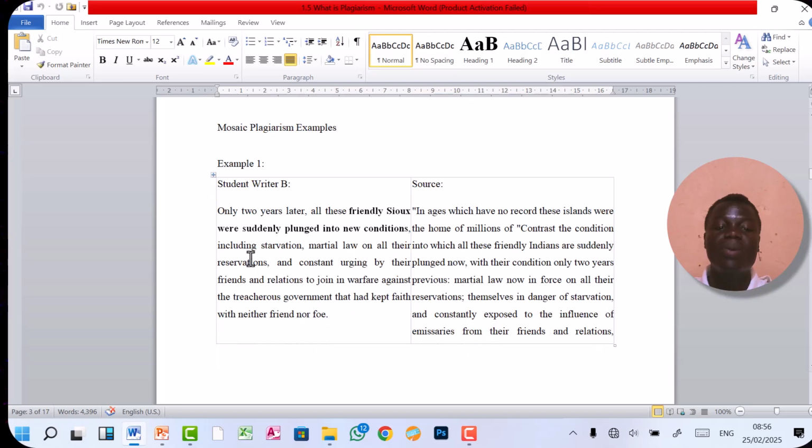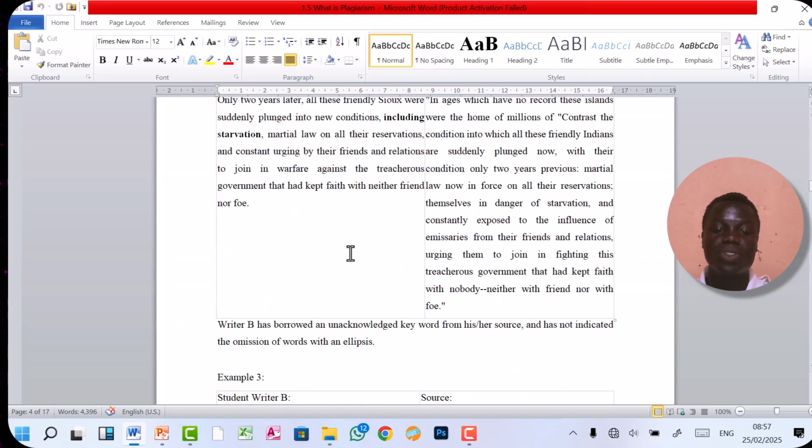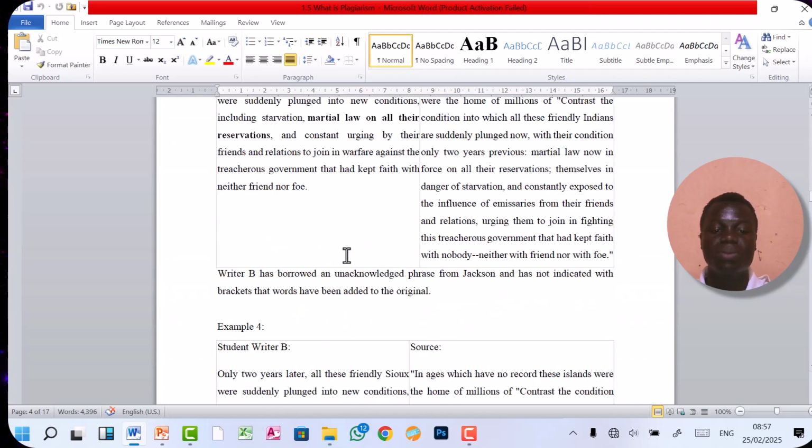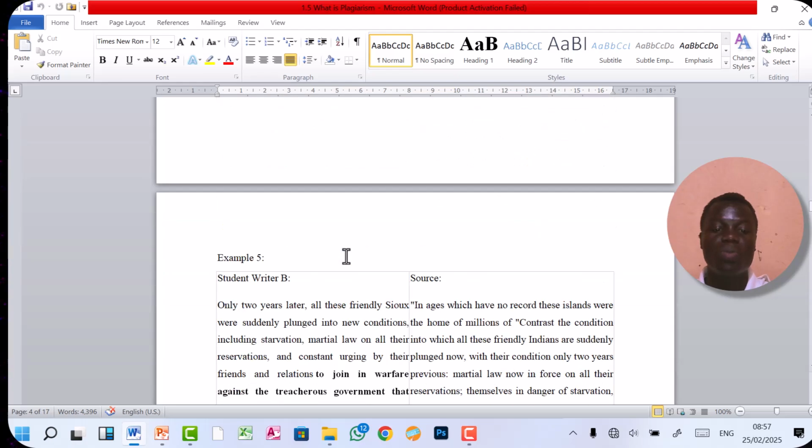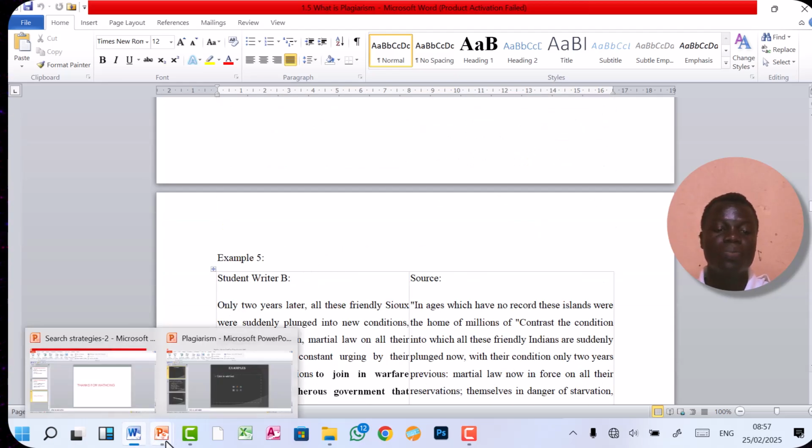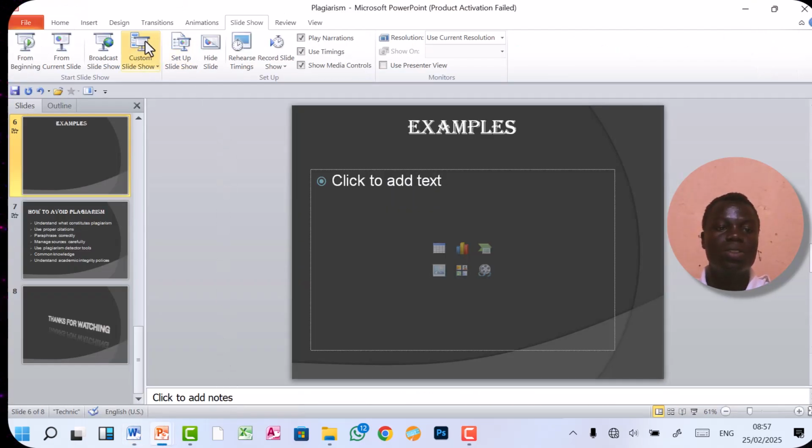And then for mosaic plagiarism, if you can read these texts, you can pause the video and read them. Based on my previous explanation, you'll get to know that this is mosaic plagiarism. There are very many examples of these plagiarisms, of which I am not going to talk much about them. So let us continue.